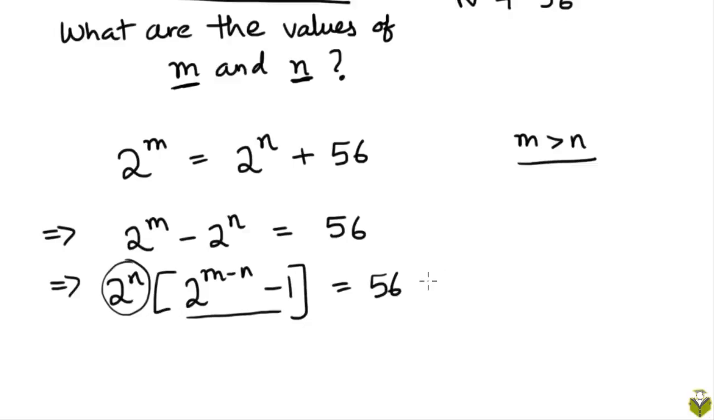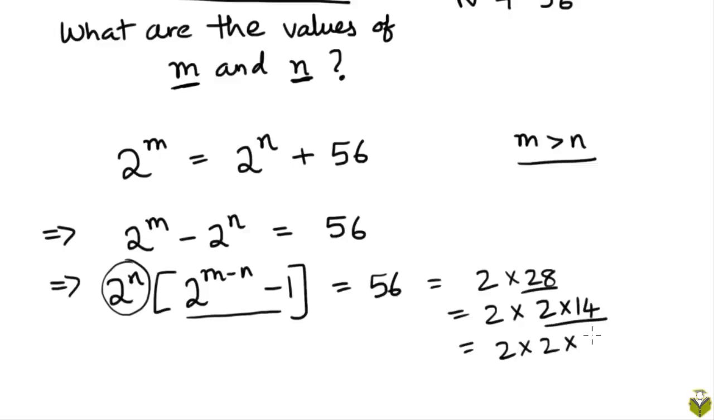So let's factorize 56 into its prime factors. 56 is 2 times 28. 28 can be written as 2 times 14. 14 can be written as 2 times 7. So 56 can be written as 2 to the power 3 times 7.